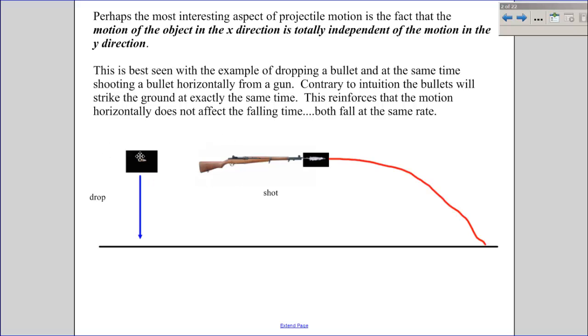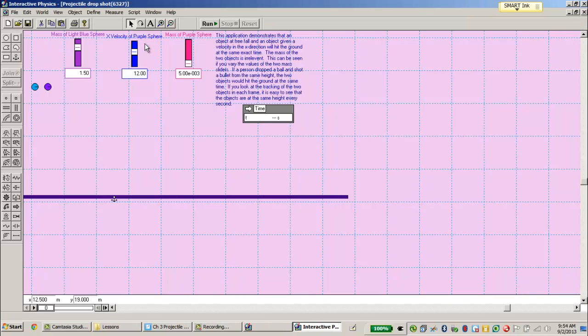So again, the bullet will drop a certain distance and strike the ground; the bullet that is shot will fall the same distance. The motion in the x direction has no influence at all on the time to fall, which is again interesting and counterintuitive. I have a tutorial in a program called Interactive Physics.